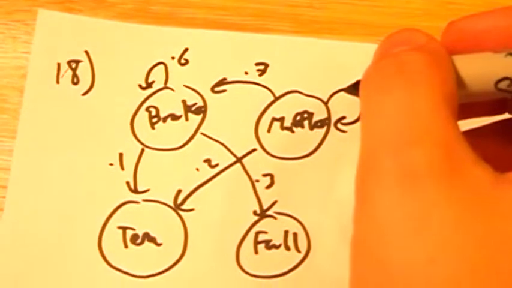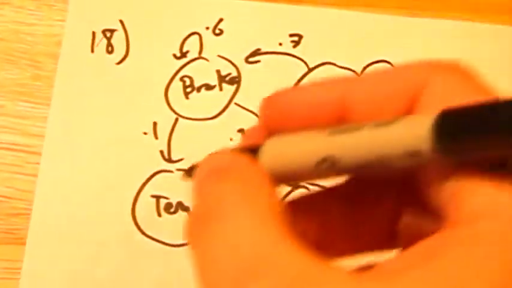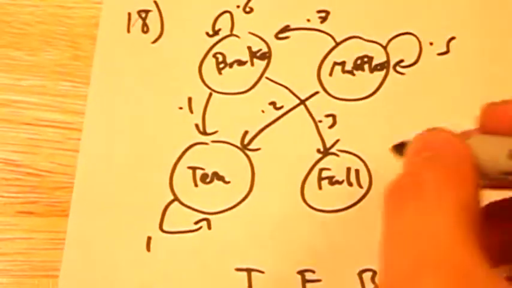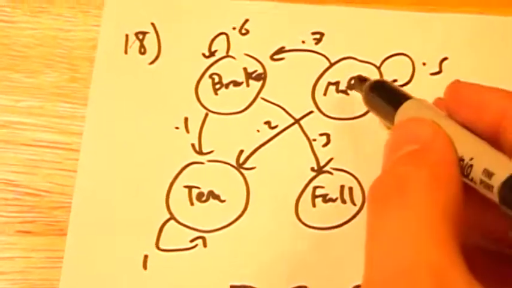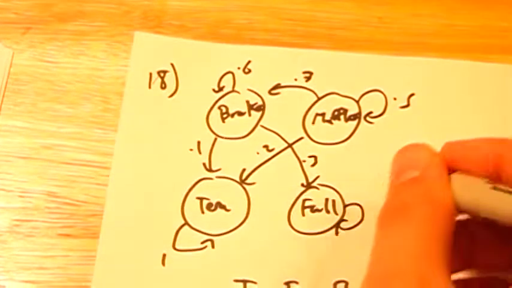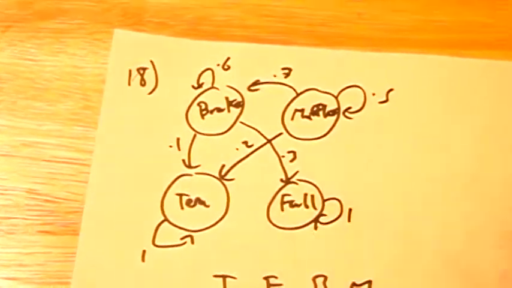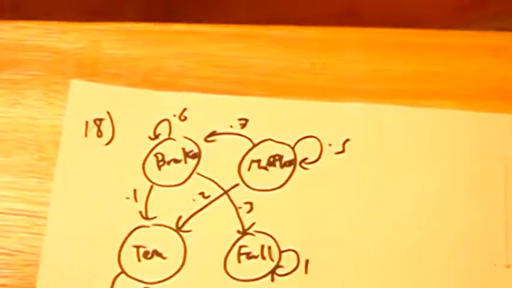Now, if you're terminated, you don't go anywhere because you're terminated. So we're just going to put a 1 there. And if you're a full-time worker who needs no more training, well, you're not going to be a muffler trainee or a brake trainee or be terminated, unless there's some mysterious circumstances. So that's also going to be a 1 there. So we can translate this into this matrix down here.